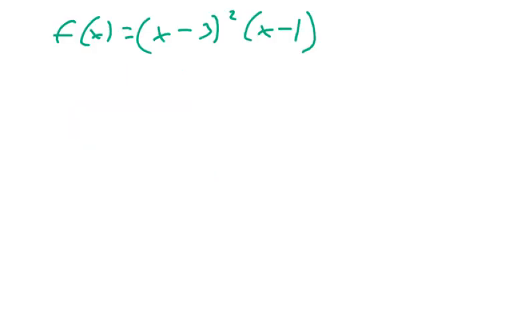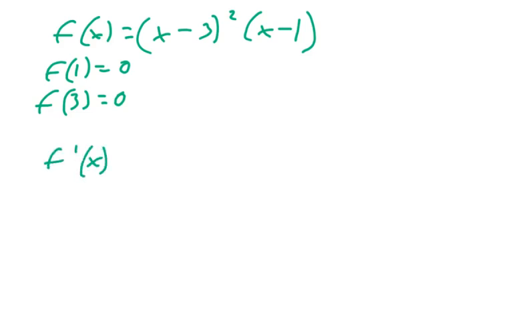Alright, for this problem, when I plug in 1, I get 0. When I plug in 3, I get 0. So we need to figure out how to work Rolle's theorem into this. So what I'm going to do is take the derivative.